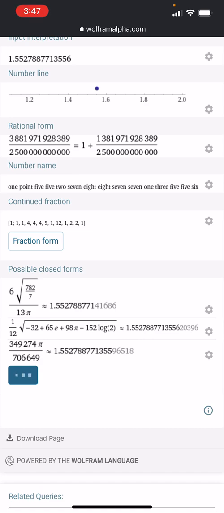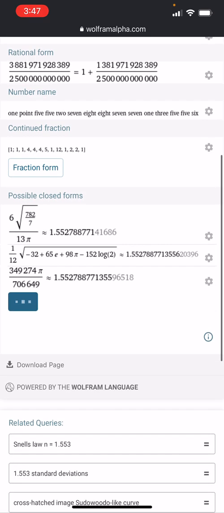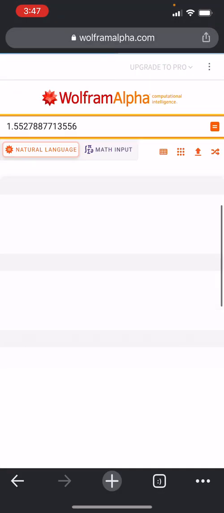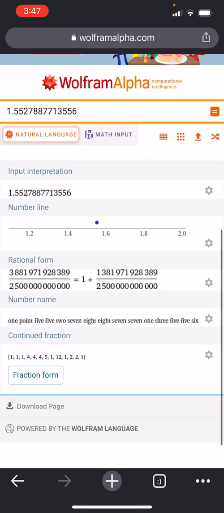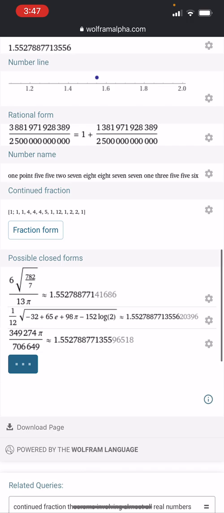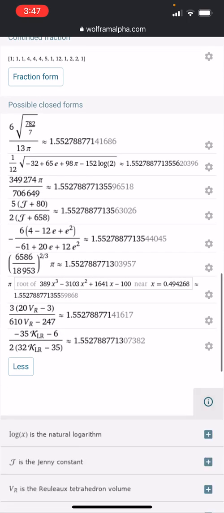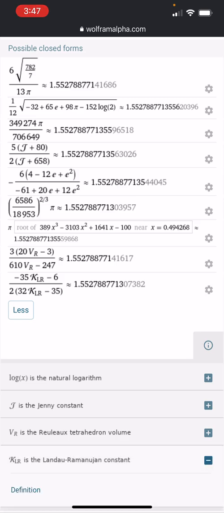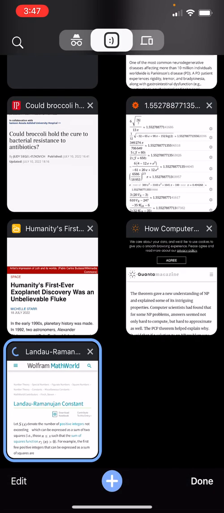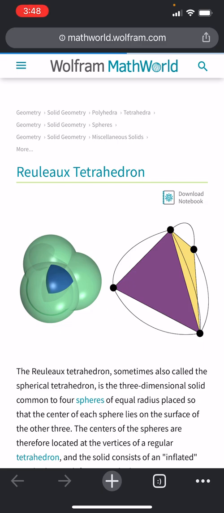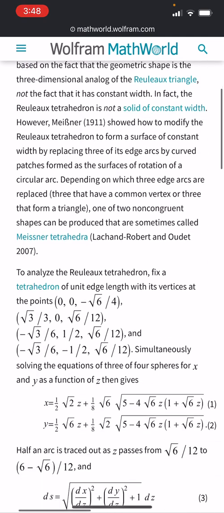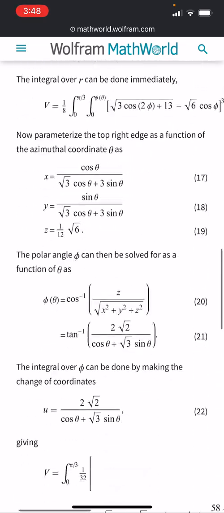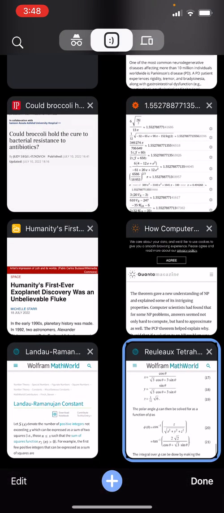That's an animal barking. What's going on here? There we go. Oh, Rayleigh tetrahedron volume. Nice. And the Landau-Ramanujan constant. Landau came up, huh? And that's what I'm always talking about, because they're like spheres, but they're not. Blah, blah, blah. I have a ton of papers on that.